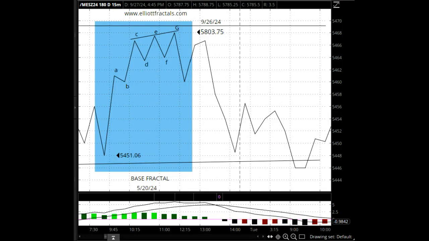Today we're looking at the micro, and through fractal mining, meaning looking at the fractals from a 3-minute, 5-minute, 10-minute, 15-minute time frame, we have a discovery here. Okay, we're on the 15-minute time frame. The 15-minute time frame is mirroring the yearly time frame.